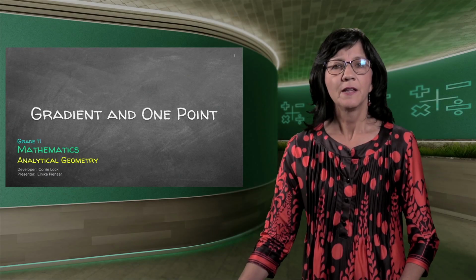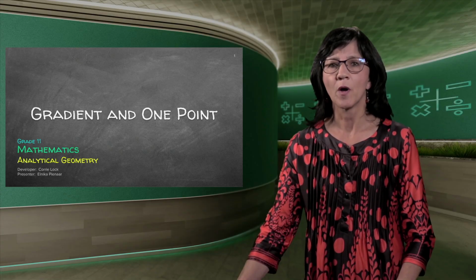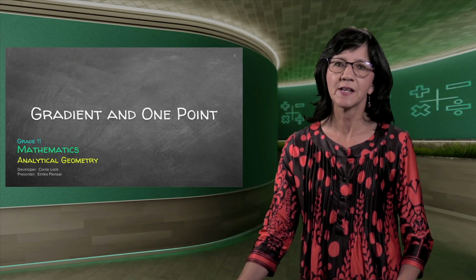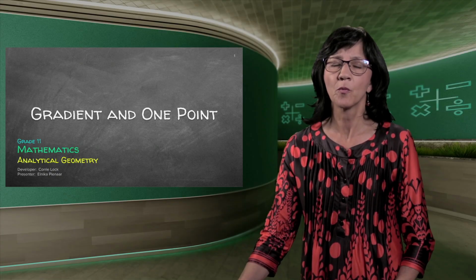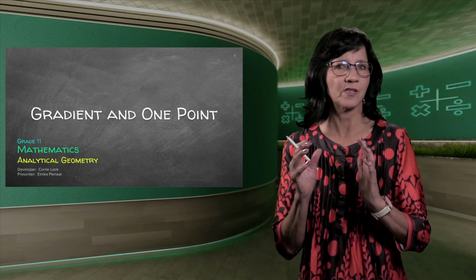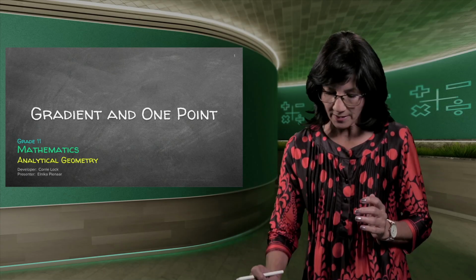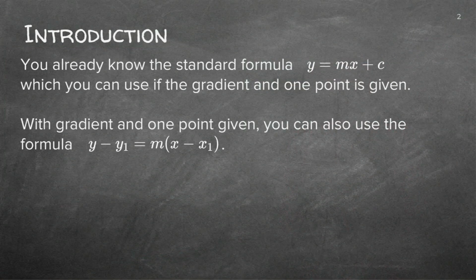Hi guys, in this lesson we're going to look at the gradient and 1 point. As you can recall, in the previous lesson it was the gradient and the y-intercept, although we already covered gradient and 1 point as well, because they don't always just give you the gradient and the y-intercept straight away. So if we look at this, you remember this formula?